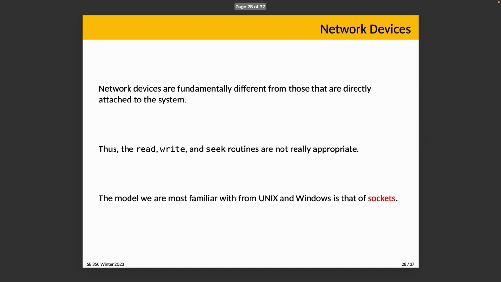And then network devices. Okay. We know about this. Network devices are fundamentally different from devices that are directly attached to the system, just because there's no way of ignoring the fact that a particular device is not always reachable, at unpredictable times, those kinds of things. So the read, write, and seek routines are not really appropriate, and we know about sockets. We've talked about sockets in some detail, and you've hopefully gained some experience in how they work.